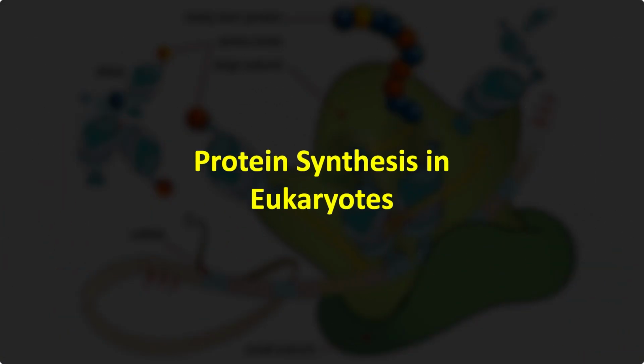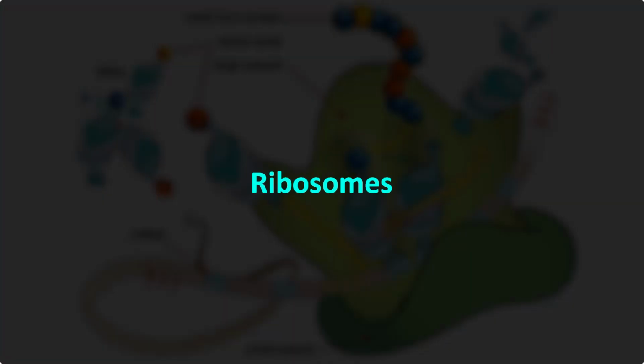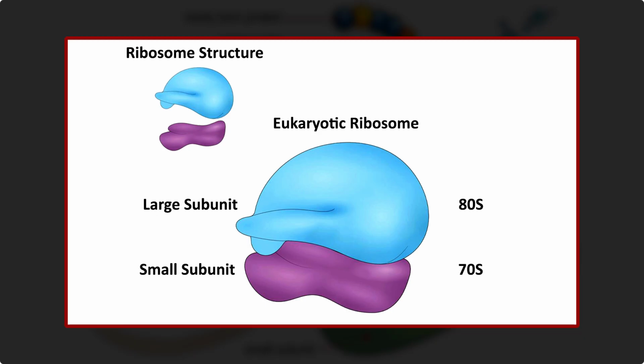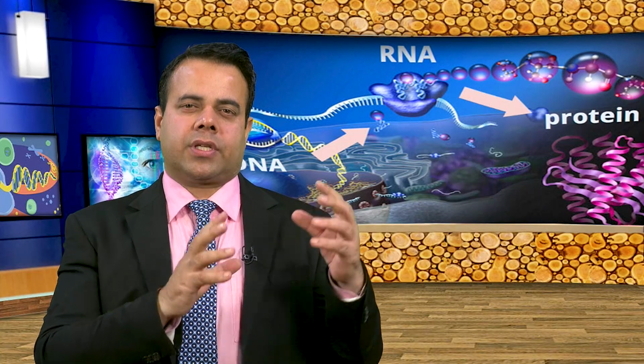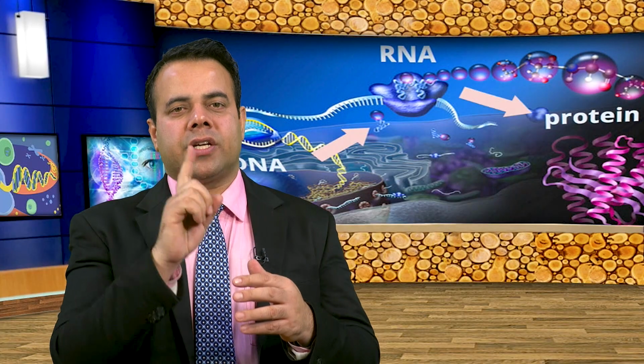Dear students, let's now discuss the protein synthesis in eukaryotes. The eukaryotic translation includes first the ribosomes. The ribosomes exist normally as separate subunits that are composed of protein and rRNA. Eukaryotic ribosomes are larger, that is the 80S, and more complex than prokaryotic ribosomes, that is 70S. The subunits come together to form a ribosome when they bind to an mRNA near its 5' end.